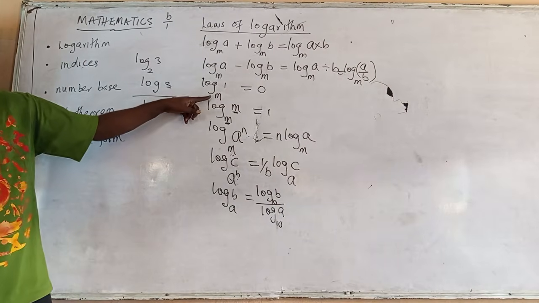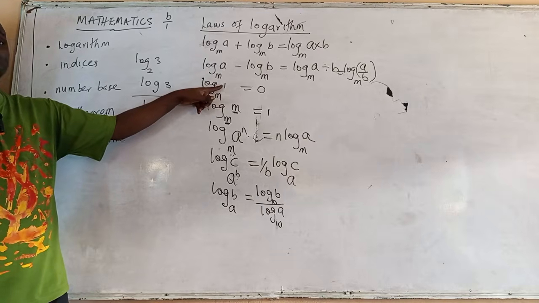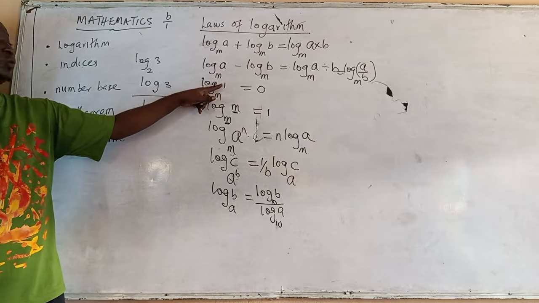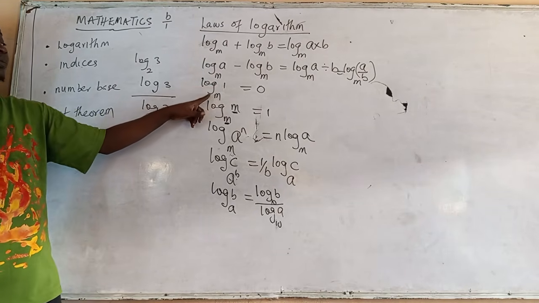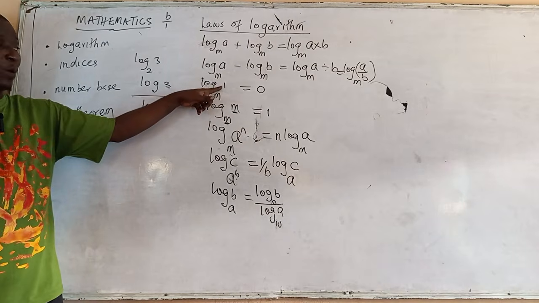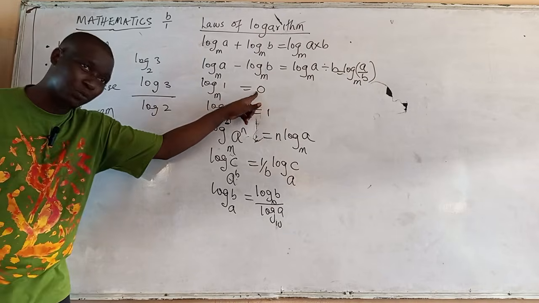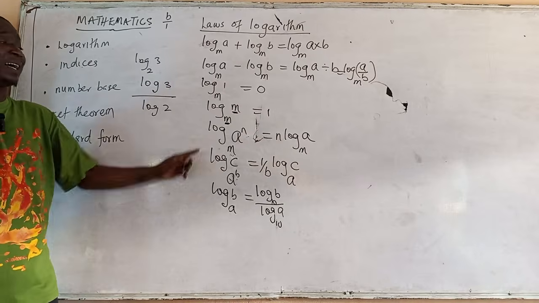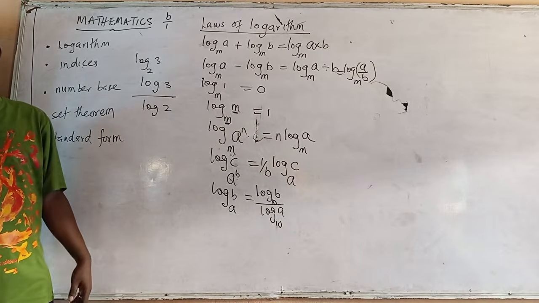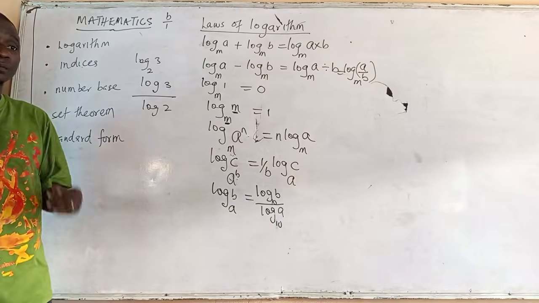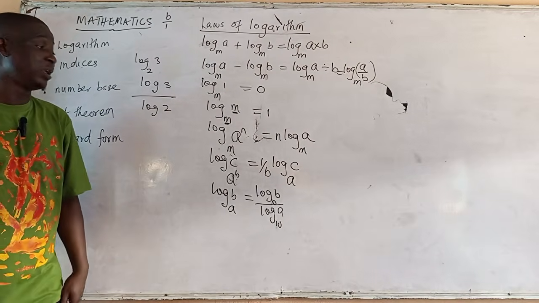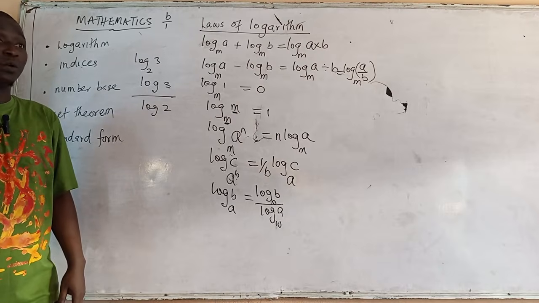Then whenever the power is carrying a unit value, unit value means 1, like log to base m to the power of 1, log to base 10 to the power of 1, log to base 100 to the power of 1, it will be 0. But whenever the base and the power are the same, it will be equal to 1. So this is the basic knowledge you need to know about logarithm.